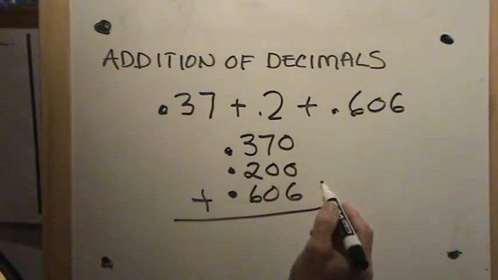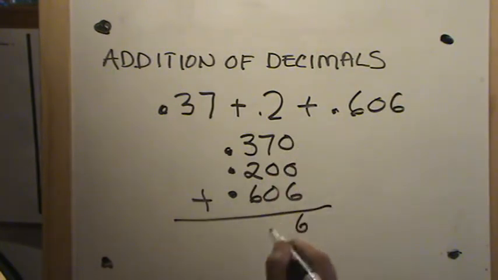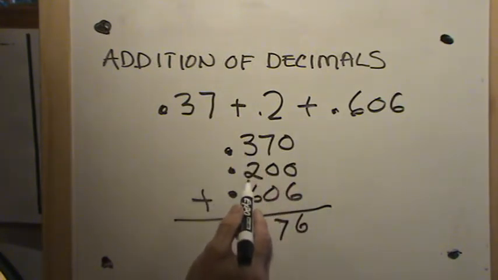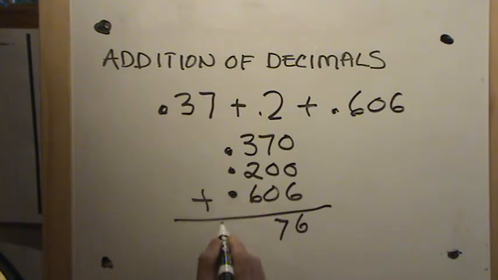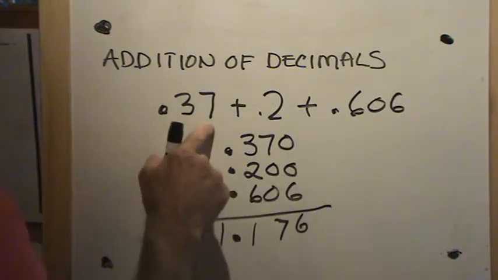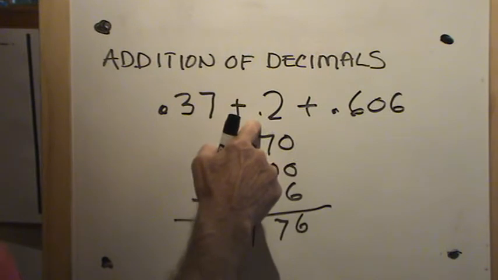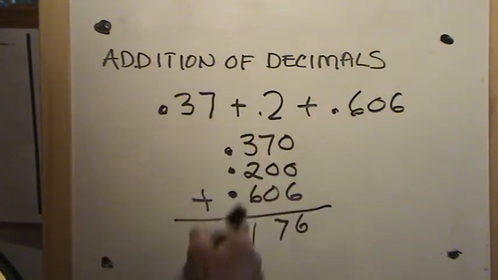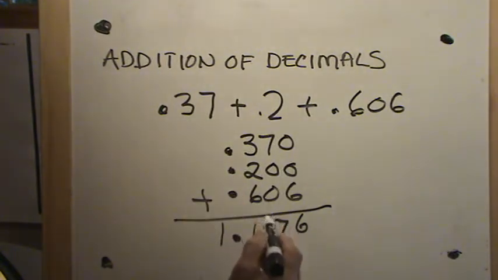And then I add. 0 and 0 and 6 is 6. 7 and 0 and 0 is 7. 3 and 2 is 5. 5 and 6 is 11. And I have to keep my decimal there. So 37 hundredths plus 2 tenths plus 606 thousandths. Line them up, line up the decimal points, put some zeros in as placeholders, and then just add.